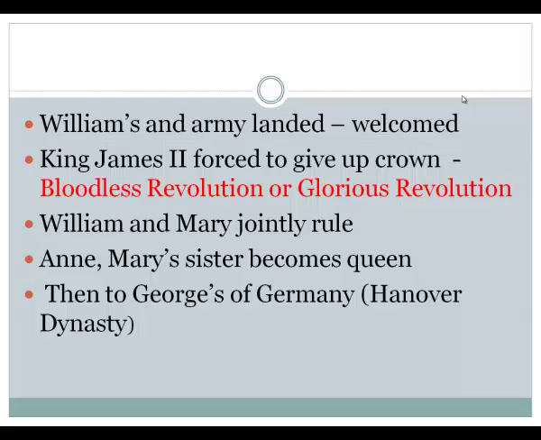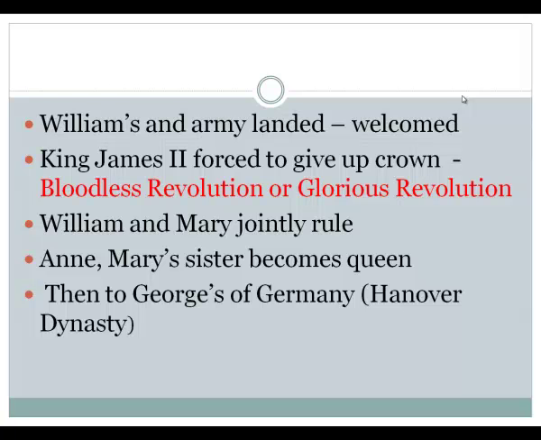So they asked Anne, Mary's younger sister, to become queen. Now she's a widow, and she's had 15 children, but none of them are alive. And she's older, but they really don't want to go to the German side of the family. So Anne becomes queen, and oh, everybody loves Anne.